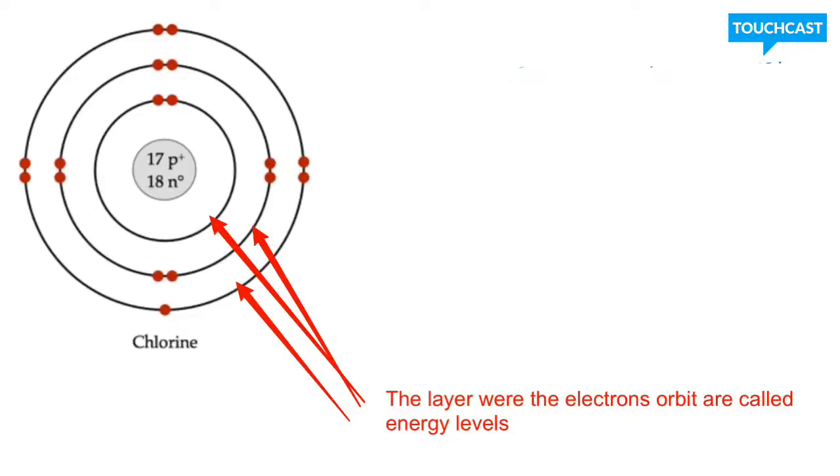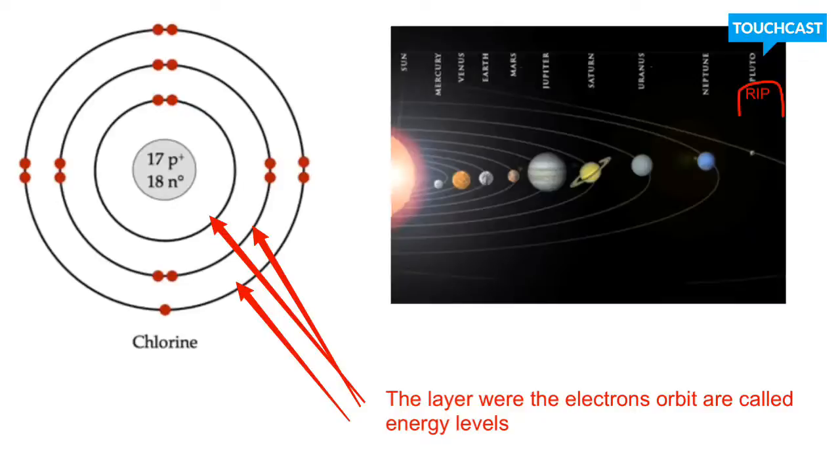Now, when the electrons orbit around the nucleus, they orbit in set layers called energy levels. So think of it kind of like the planets' orbits. Each planet orbits in a set pattern. So basically the electron cloud is made up of these orbitals where each electron orbits at a set level, once again, very similar to our planets.